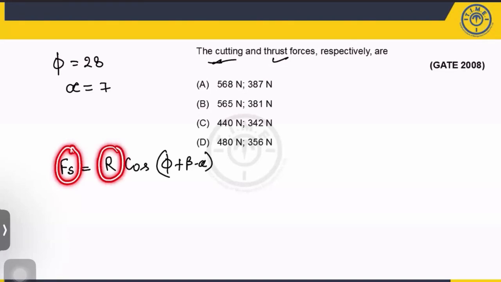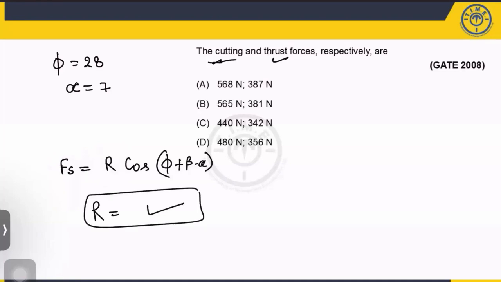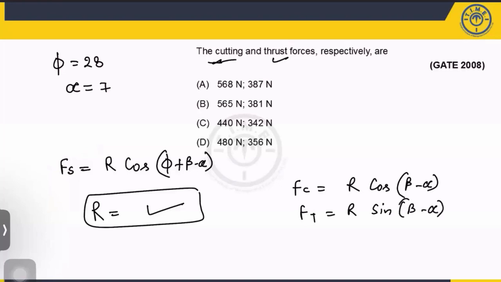Once you know the R value, then you can calculate the cutting and thrust force, because cutting force is nothing but R of cos of beta minus alpha, and thrust force is R sine beta minus alpha. You just see my master table formula. So once you know this R value, you just put it here. Alpha is known to you.